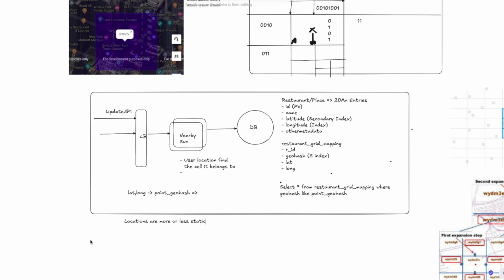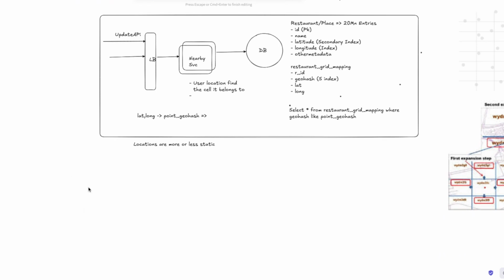What could happen in use case number 2? Use case number 2, where let's say the driver's location is changing frequently. What this means is basically that the driver is sending their location every 5 seconds, right?